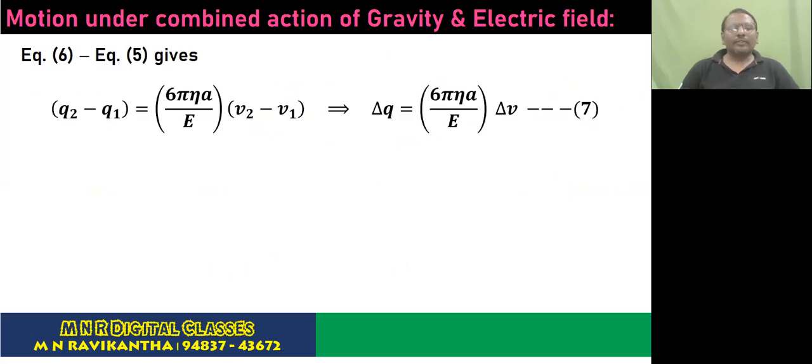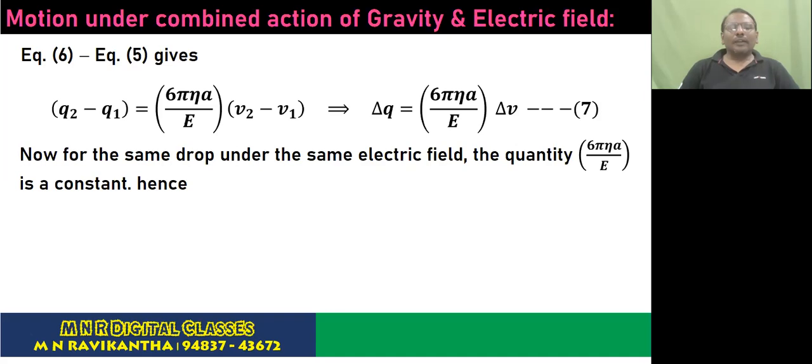6 minus 5 gives us Q2 minus Q1. LHS is equal to 6 pi eta A by E into V2 minus V1. Let us take this Q2 minus Q1 as the change in the charge, and take it as delta Q. Similarly, the corresponding change in velocity, take it as delta V.